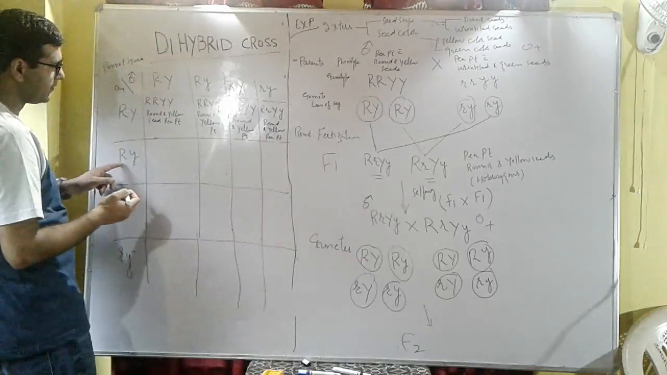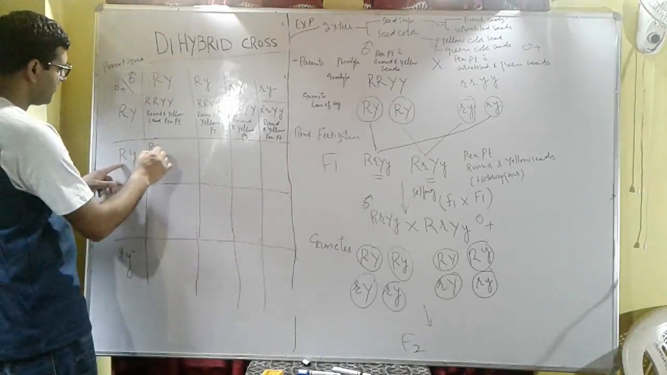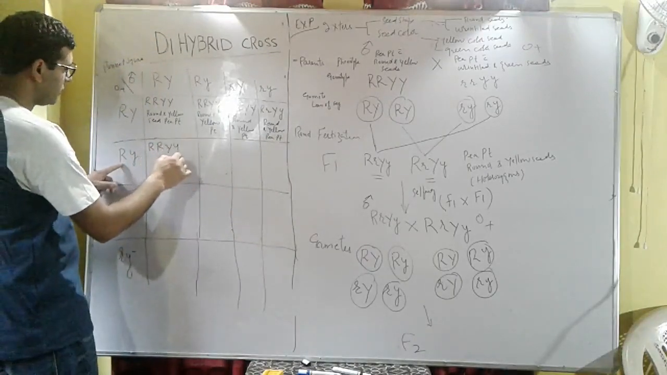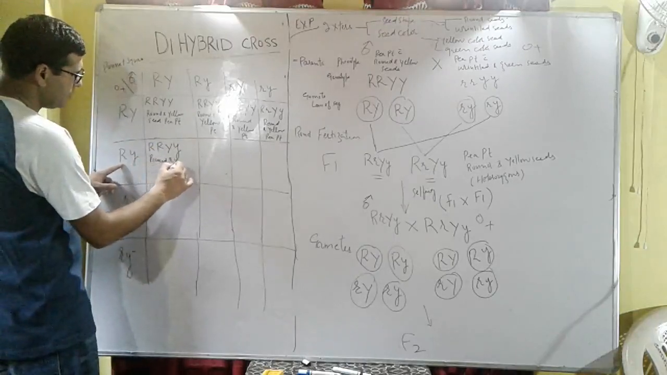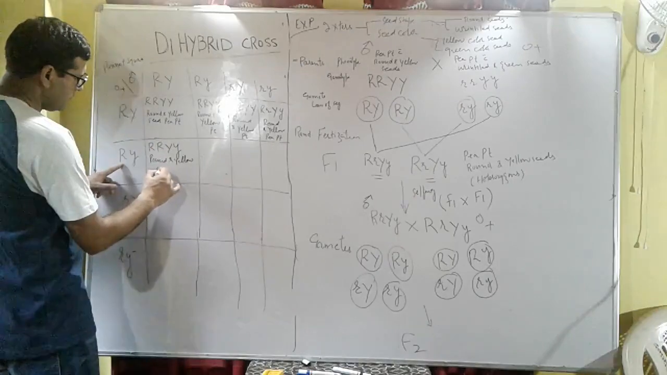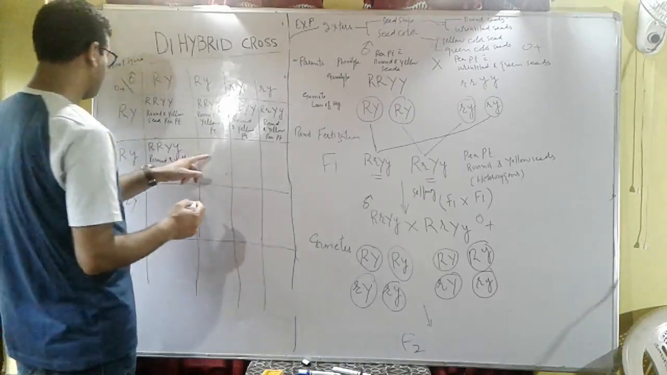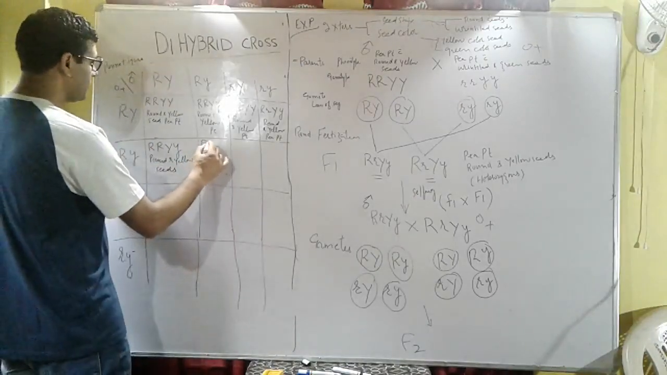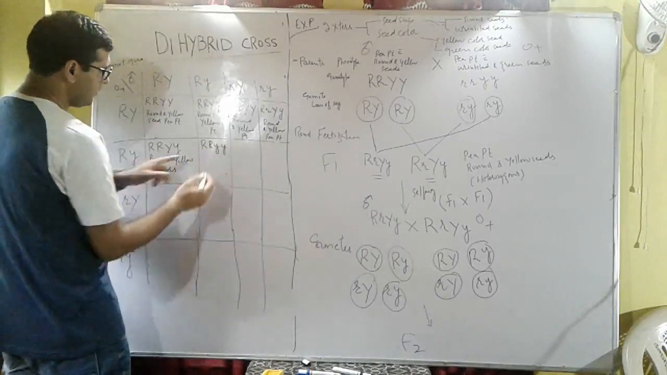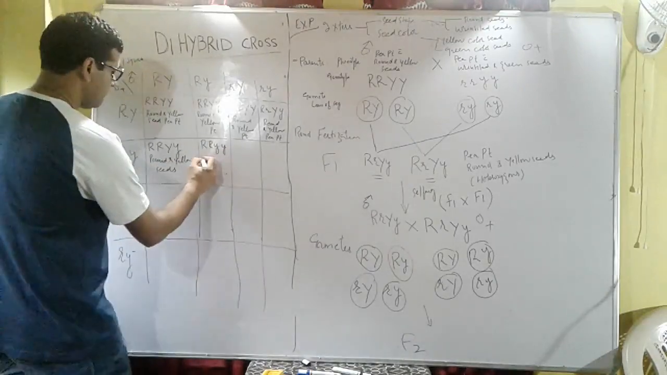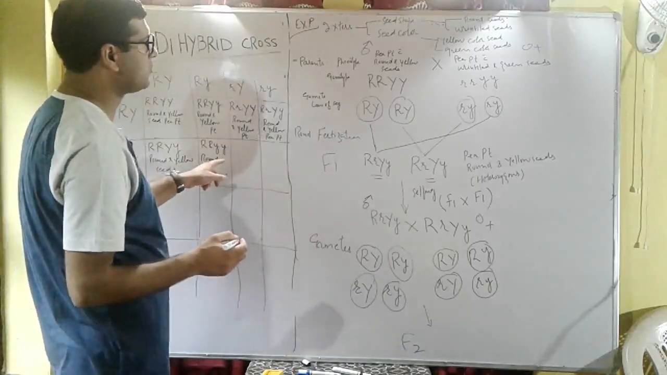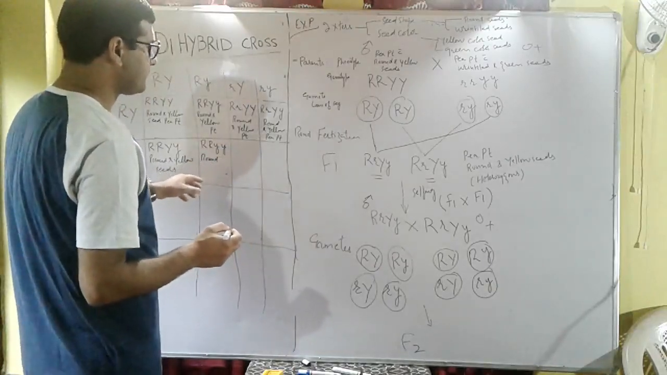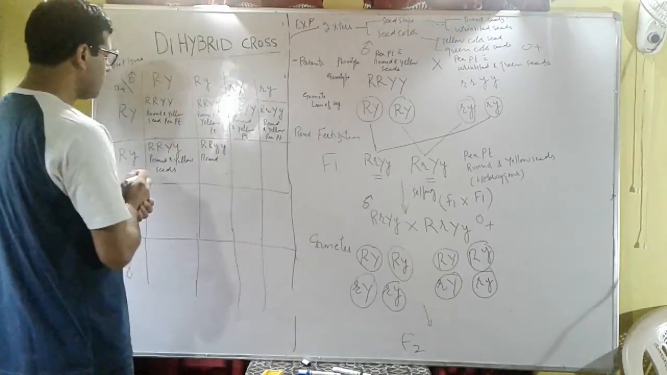Then we have another, capital R, capital R, capital Y, small y. This is also a pea plant with round and yellow seeds. Then we will take capital R, small y, small y. This is the pea plant with round, small y, small y.